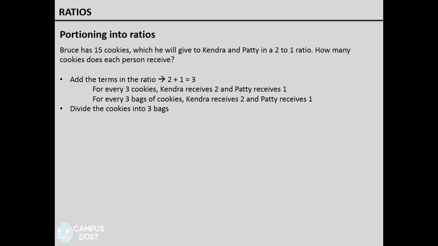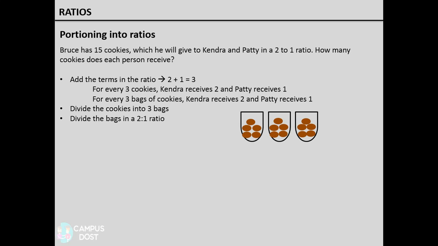So, given this, let's divide all 15 cookies into 3 bags. This means we will put 5 cookies in each bag. Now that we have 3 bags of cookies, we can divide the bags into a 2-to-1 ratio. This means Kendra gets 2 bags and Patty gets 1 bag. When we do this, we see that Kendra gets 10 cookies and Patty gets 5 cookies. Also notice that the ratio of 10 to 5 is equal to the target ratio of 2 to 1.